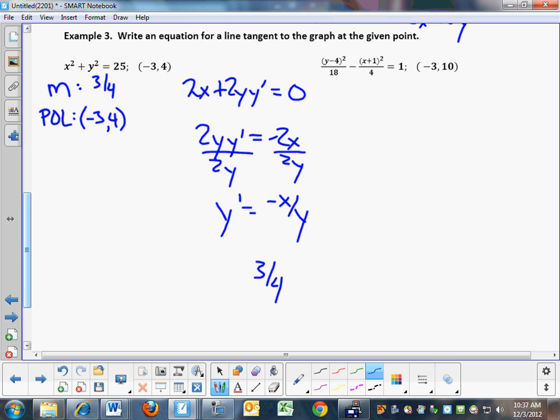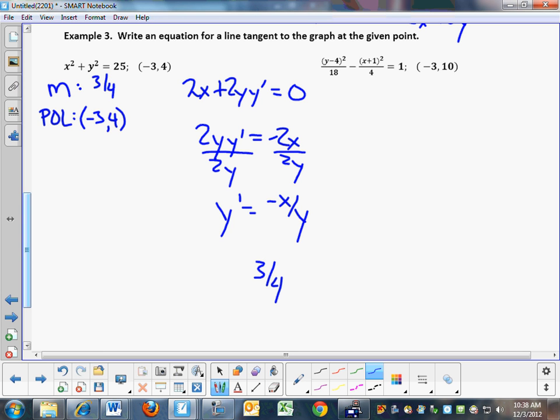Mark asked a really good question, guys. He said, do you ignore the 25? The most common mistake I remember from this test is that people would not take the derivative of that. They would not get 0. They would just leave it as 25. The derivative of that constant, remember, is 0. Because I plug in the -3, 4, -3 for x and +4 for y, I get 3/4.